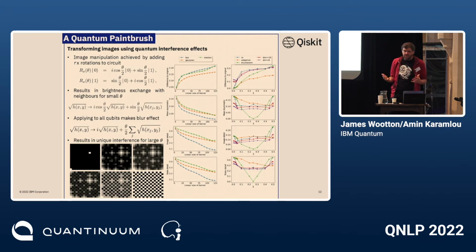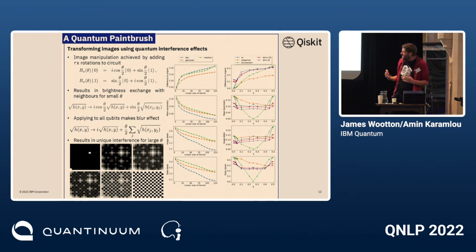There are multiple different things that you can do with this. You can stick down any circuit and get different kinds of effects. The one that I usually do is just a small angle RX rotation, so rotations around the x-axis. And this causes a blur-like but quantum interference effect.